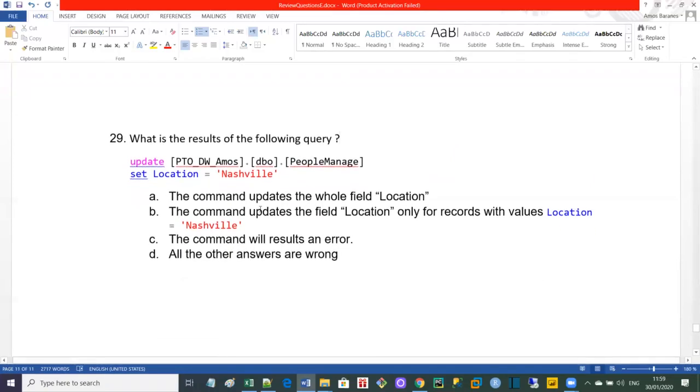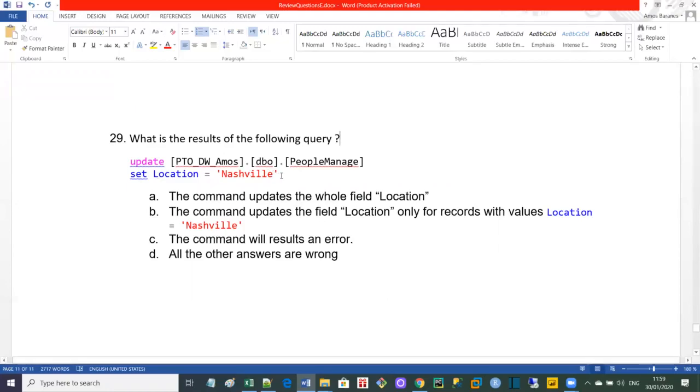Okay, so we have update this table called people manage in this database. I mentioned in class the meaning of this one, but it's less important for our purposes. So we're updating this table, but what are we updating? We're simply setting the locations to be Nashville. The way this command is written, we're not making any filtering on which records to update. Therefore, it will update all the records.